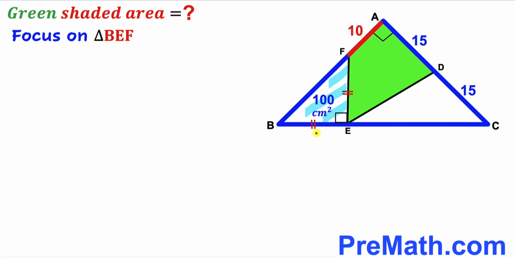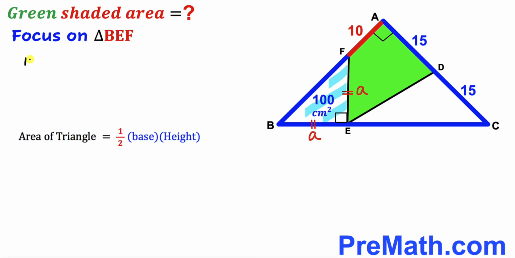So if I label this side length as lowercase a, then this side length has got to be lowercase a as well. Now let's recall the area of a triangle formula. Area is always equal to a half times base times the height of the triangle. In our case, the base of this triangle is lowercase a, the height is lowercase a as well, and the area has been given to us as 100. So let's fill in the blanks in this triangle area formula.